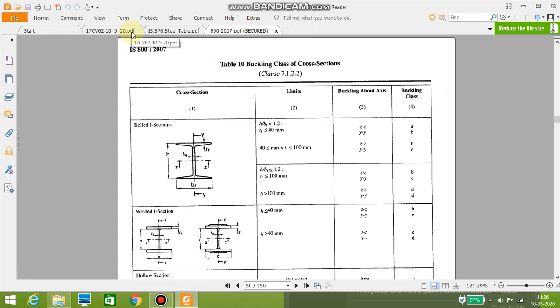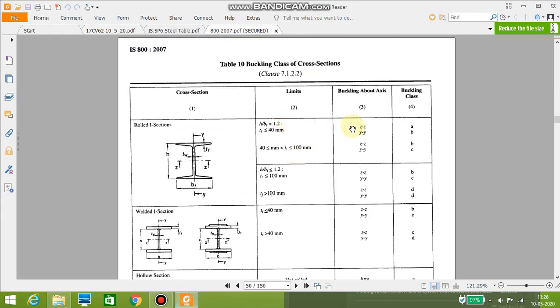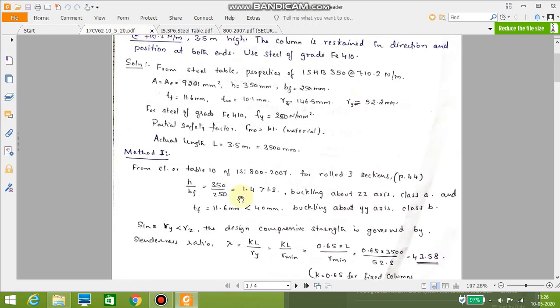H means depth of the section, bf is nothing but width of the flange. If h by bf is greater than 1.2, so here we are getting 1.4, it is greater than 1.2, then the buckling axis is zz axis and the buckling class is E. If the thickness of the flange is less than 40 mm, here the thickness of flange is 11.6 mm, that means the buckling is about YY axis and it is class B, or buckling class is B.